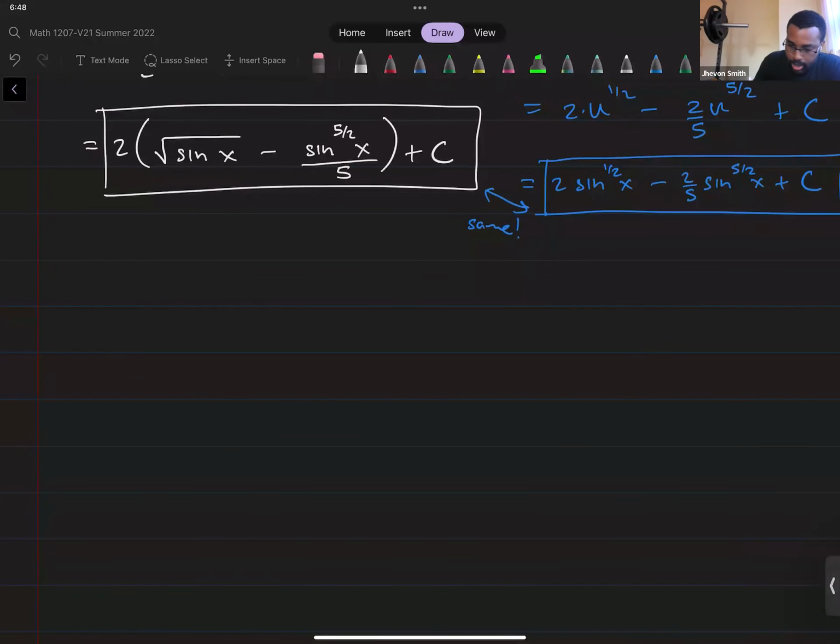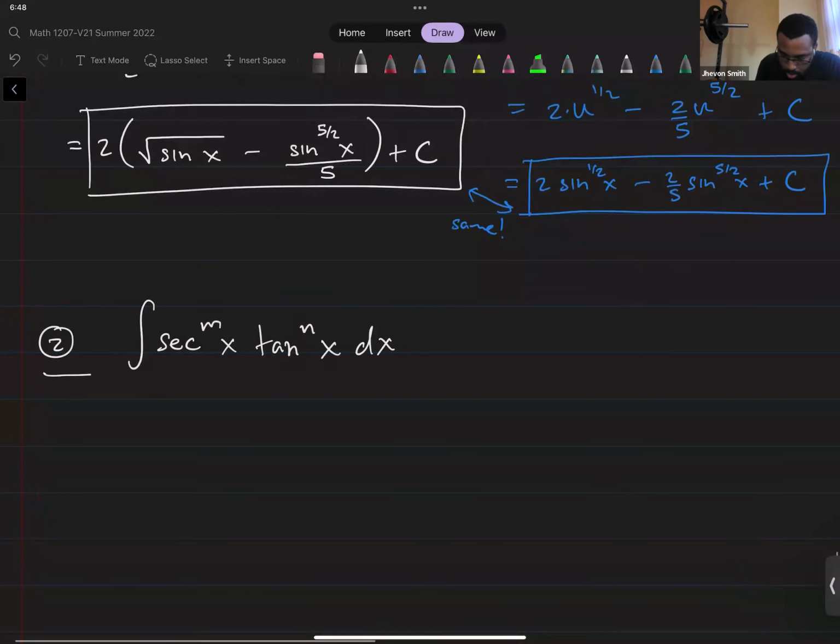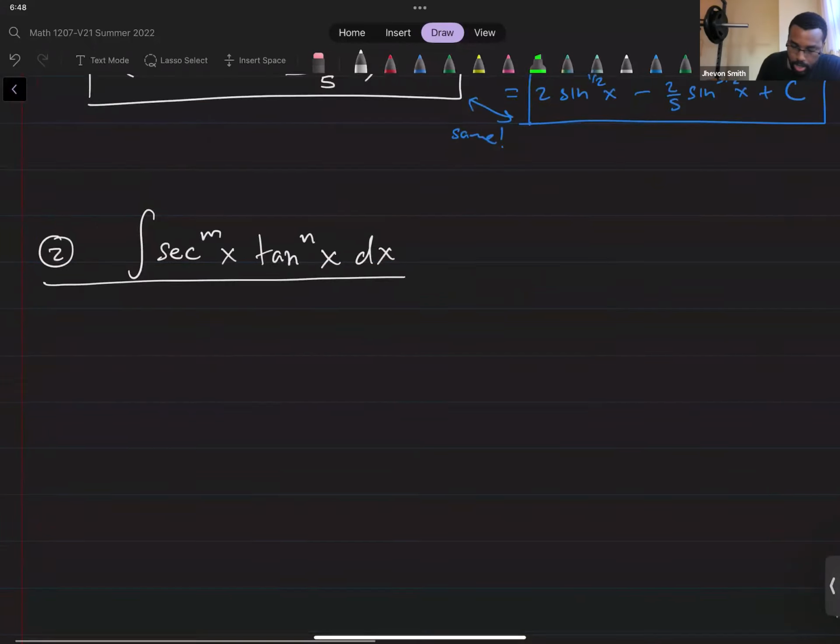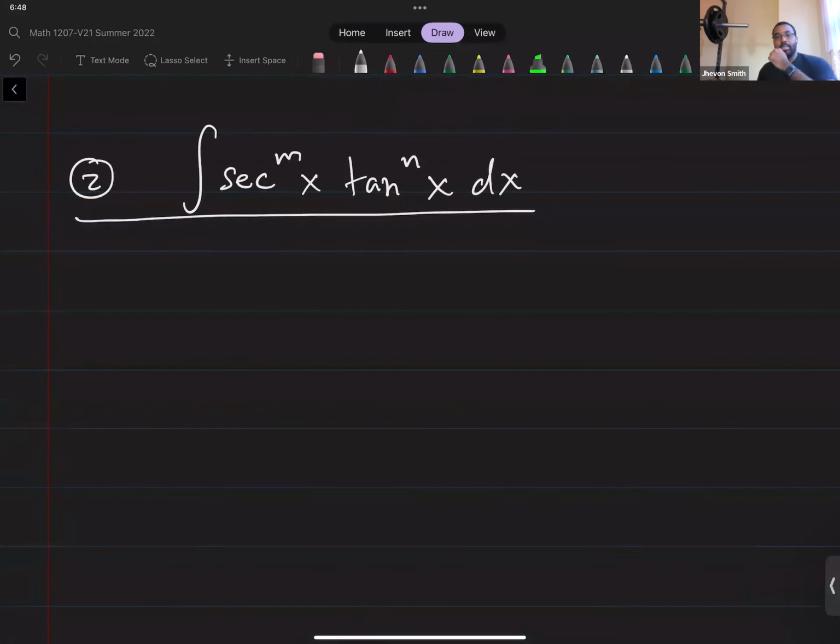Now let's deal with something a little more interesting. This is when we have the form of secant to the M, tangent to the N, dx. Here I'm going to do some subcases. And the moment I do these subcases, you're going to see that we're not in a nice situation like sines and cosines. So, subcases.